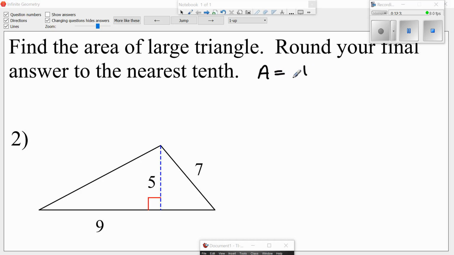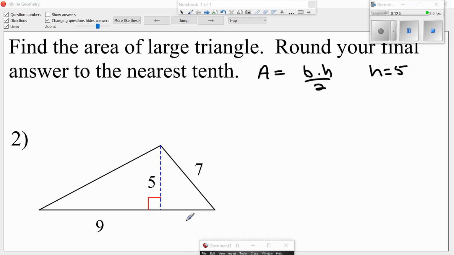1/2 base times height, or base times height divided by 2. Alright, so I got my height. Height is equal to 5. Let's go from a vertex to the opposite side, making it perpendicular to that base. Okay, I need to find this part here.